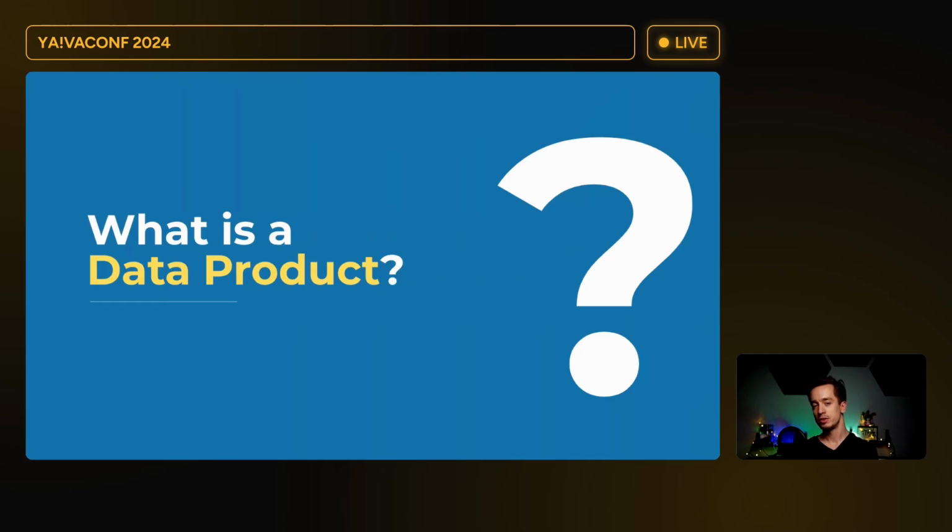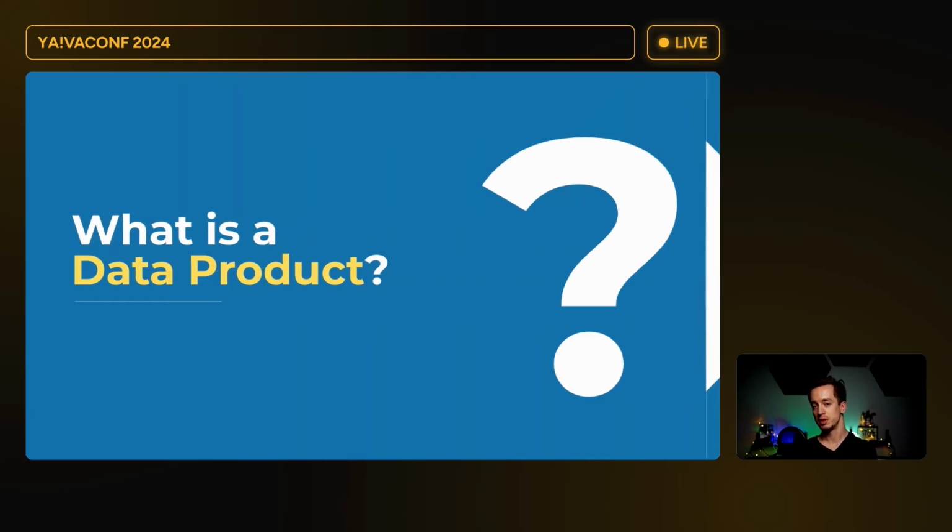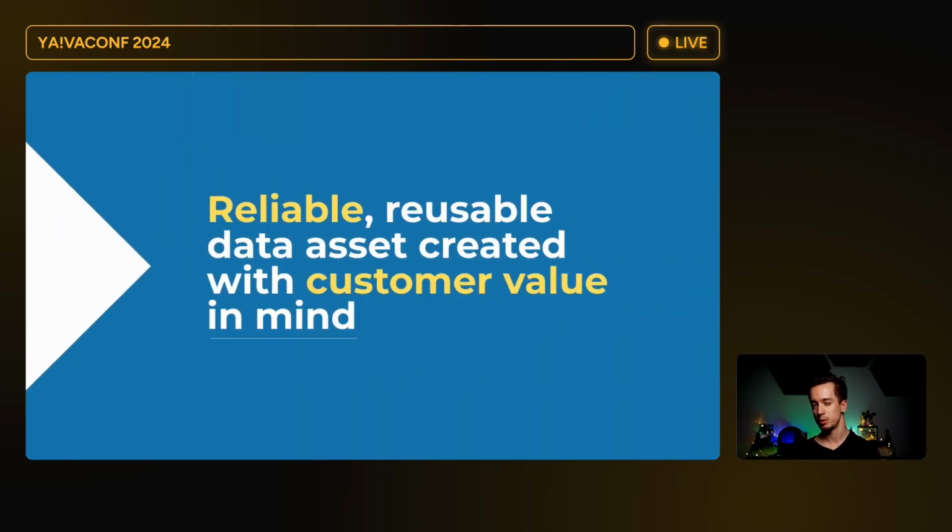So first of all, the context. A data product is a term that's been, I think, established primarily in the analytical space. I've seen many definitions, but the one I like that's rather minimalistic is that it's a reliable, reusable data asset that's created with customer value in mind. And customer value is the primary value factor here, but reliability is very important as well.